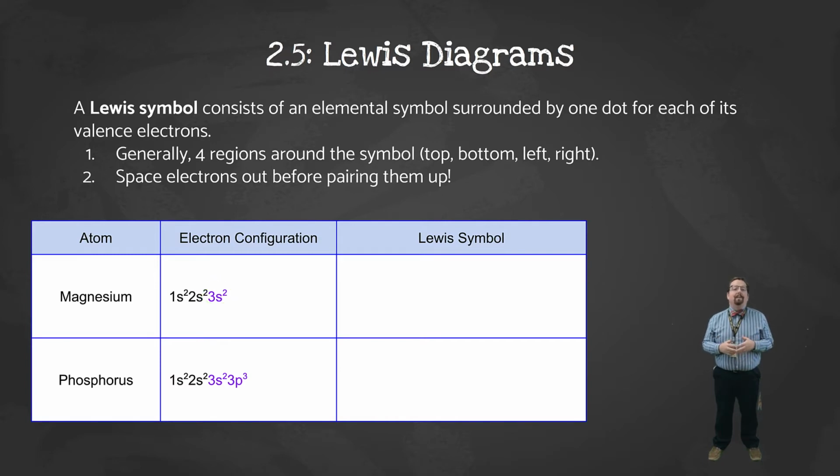When we draw the Lewis symbol, we try to space out the electrons as much as possible, but we're usually limited to just four regions around the symbol: the top, the bottom, the left, and the right. The Lewis symbol of magnesium would look like this. Phosphorus has 5 valence electrons, so you'd place one electron in each region, but then pair the fifth one up with one of the first 4 electrons. At most, you should only ever have 8 electrons in your Lewis symbol.